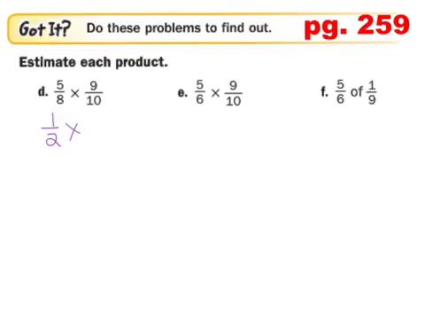And then I have 9/10. 9 is almost all of the tenths. That's pretty close to 10/10. So I'm going to say that's close to a whole, so that's going to be close to a 1. And 1/2 times 1 is 1/2. You try letter E and letter F. Show me that you round it to 0, half, or 1, and then multiply those two together and see what you get.